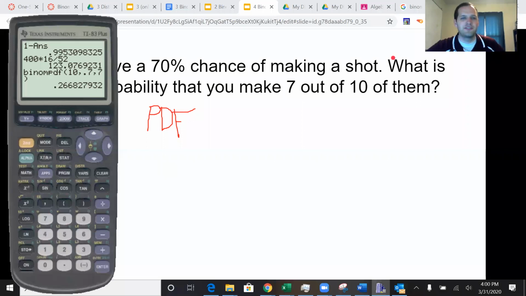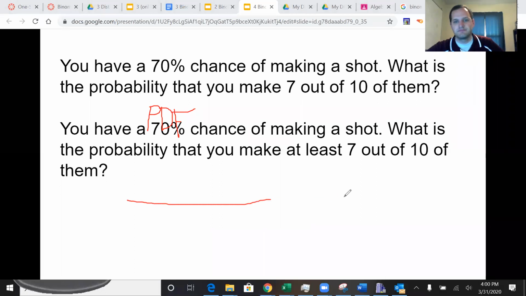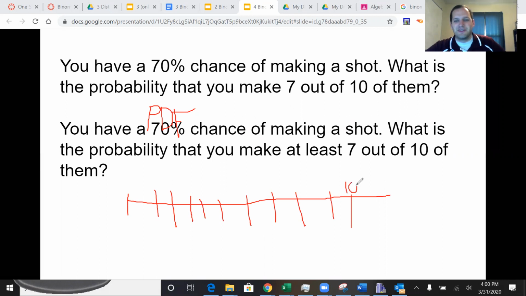All right, so let's try the next one. You have a 70% chance of making a shot. What's the probability that you will make at least 7 out of the 10? If we're going to make at least 7 out of the 10, let's make a number line. You have 0, 1, 2, 3, 4, 5, 6, 7, 8, 9, 10. Horrible spacing, I know. 10, 9, 8, 7.